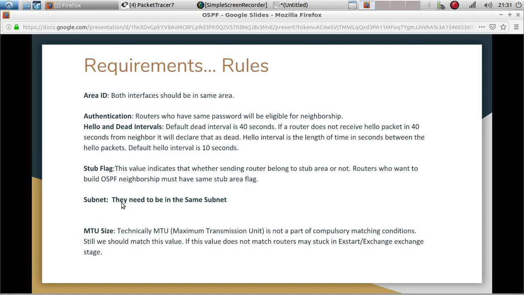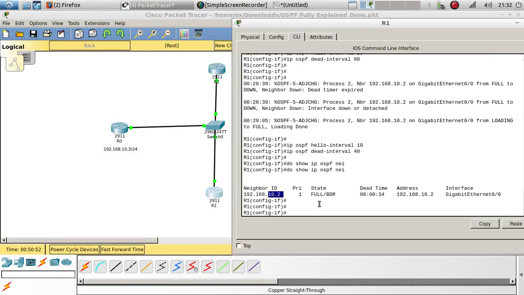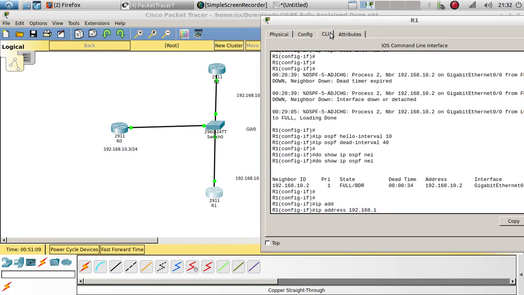And the other one is the subnet. They need to be in the same subnet. If they're not in the same subnet, they won't be able to form a neighbor relationship. So let's go ahead and take a look at that. We are in the same interface gigabit 0/0. If we do IP address 192.168.10.10, let's say 20.1, 255.255.255.0.